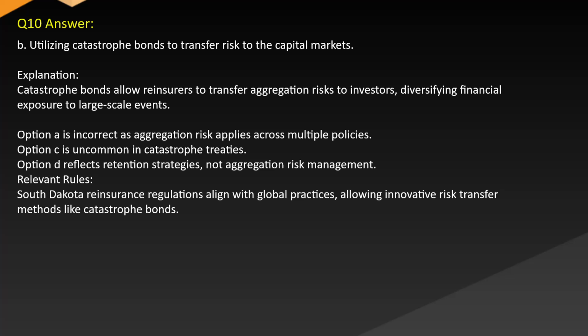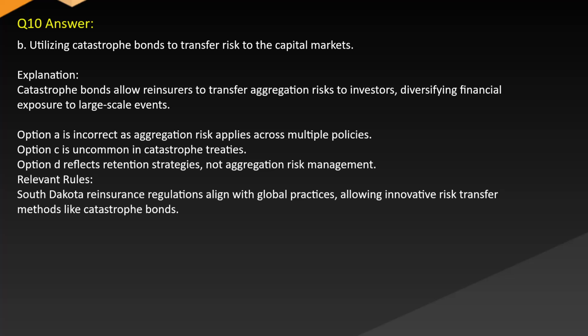Answer: B. Utilizing catastrophe bonds to transfer risk to the capital markets. Explanation: catastrophe bonds allow reinsurers to transfer aggregation risks to investors, diversifying financial exposure to large-scale events. Option A is incorrect as aggregation risk applies across multiple policies.